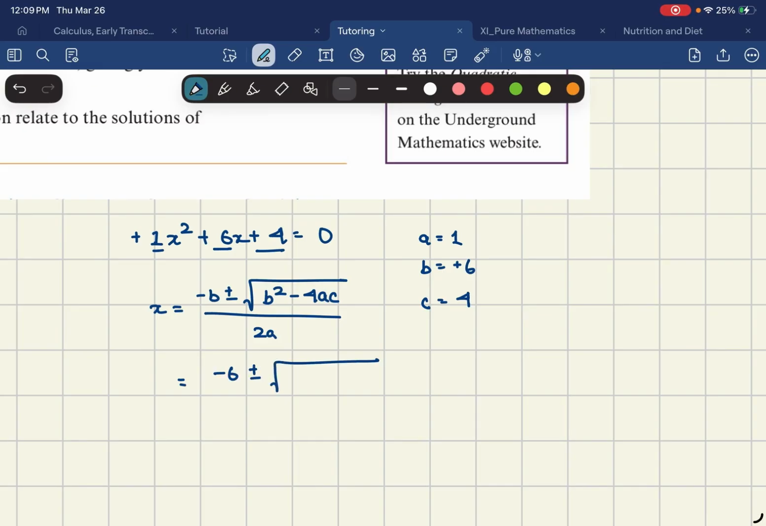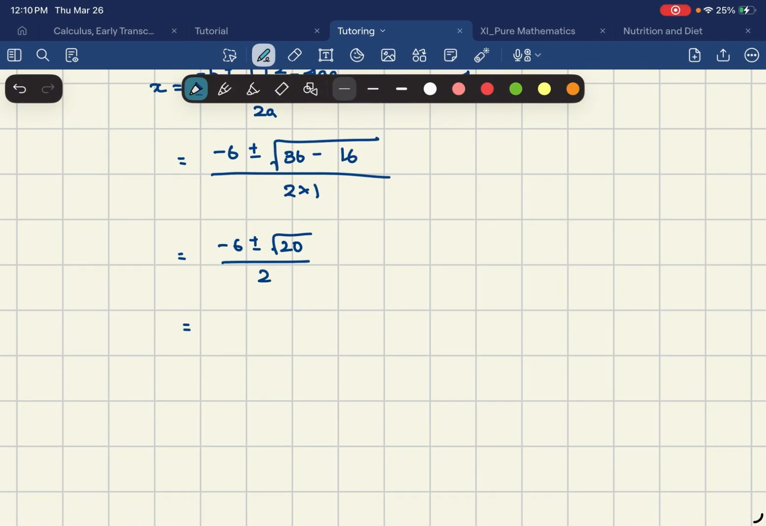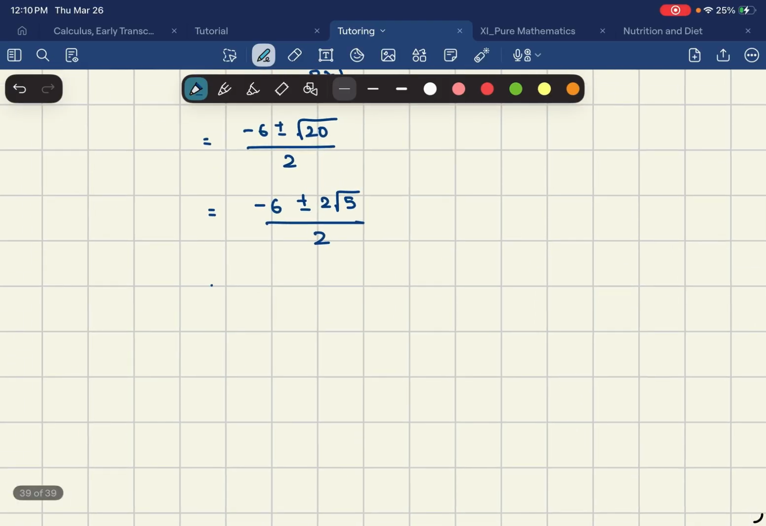Plus or minus the square root of 6 squared, which is 36, minus 4 times a, which is 1, times c, which is 4. So 36 minus 16, divided by 2 times 1. So I have minus 6 plus or minus the square root of 20, divided by 2. Now 20 is just 4 times 5, so you can write the square root of 20 as 2 root 5, divided by 2. And therefore your final solution is minus 3 plus or minus the square root of 5.